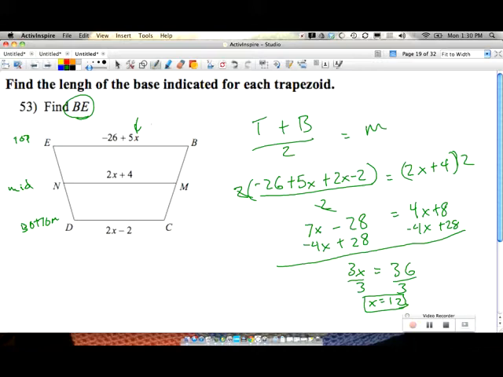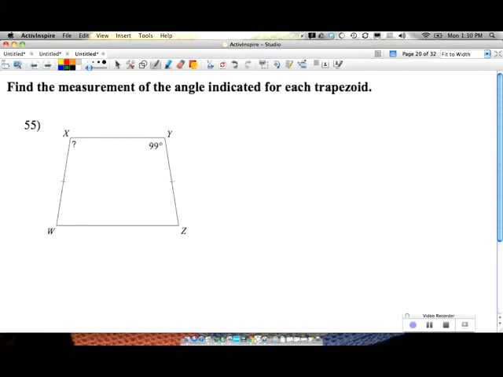Now that's very helpful, but that's not the finished piece. We still have to plug it back in to the x for the piece that they're asking us to find, which is BE. So that's going to be negative 26 plus 5 times 12. 5 times 12 is 60, so negative 26 plus 60 is going to simplify to 34. So that means this top piece was 34. That's our final answer for that piece. Let's keep moving on here.